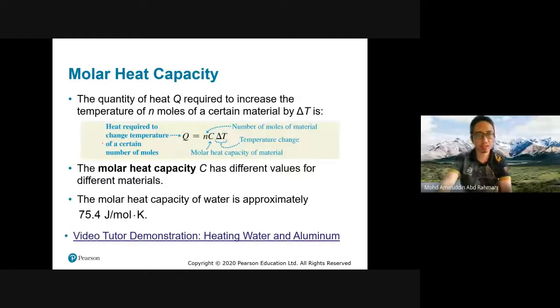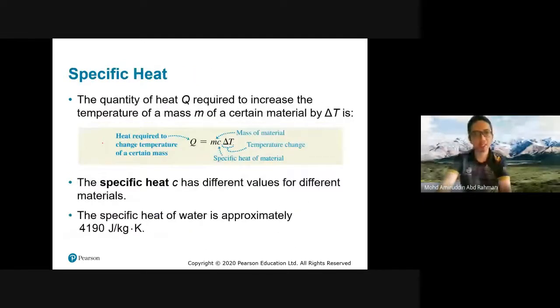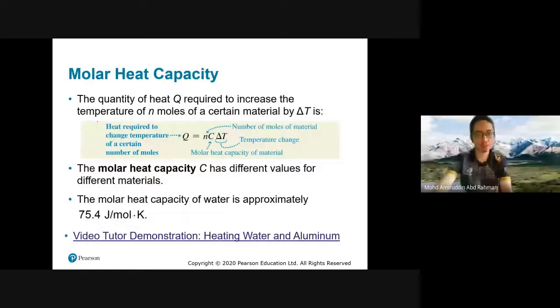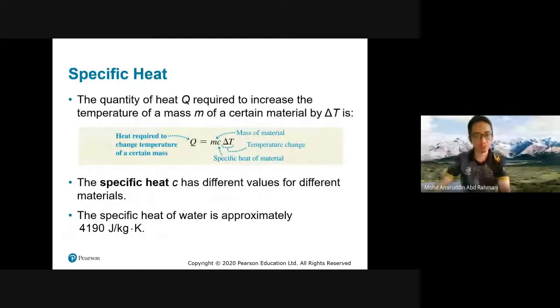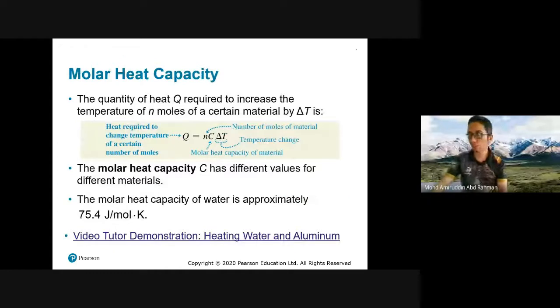We also have the molar heat. Before that, we have the specific heat, and then we have the molar heat, defined by capital C. This is what is different. If you have mc, meaning Q equals mc delta T for the specific heat, let me write that again. Basically, mc equals nC.